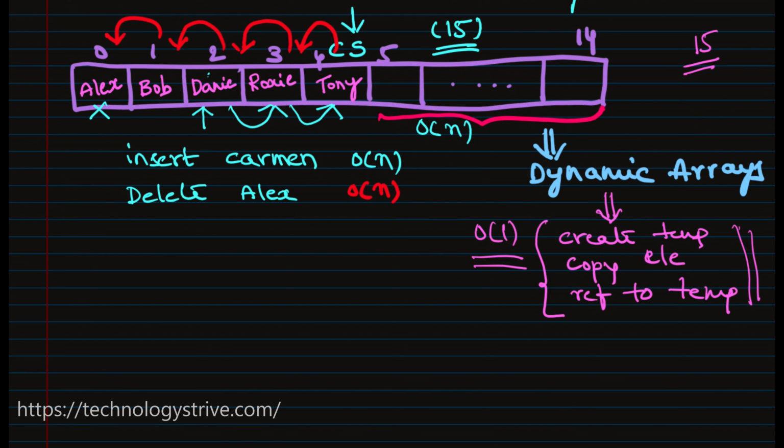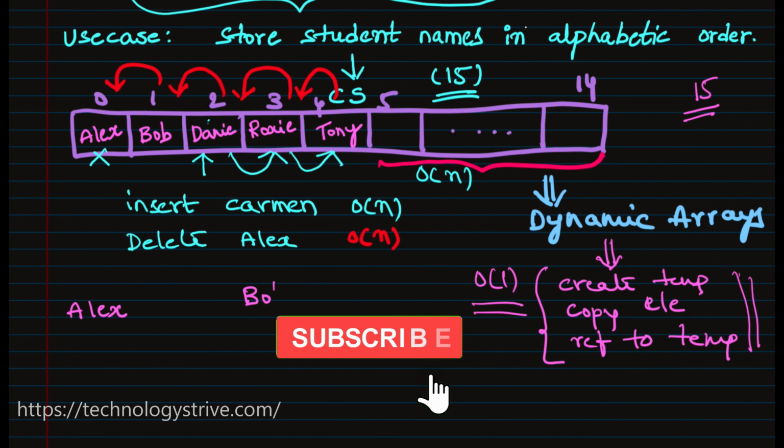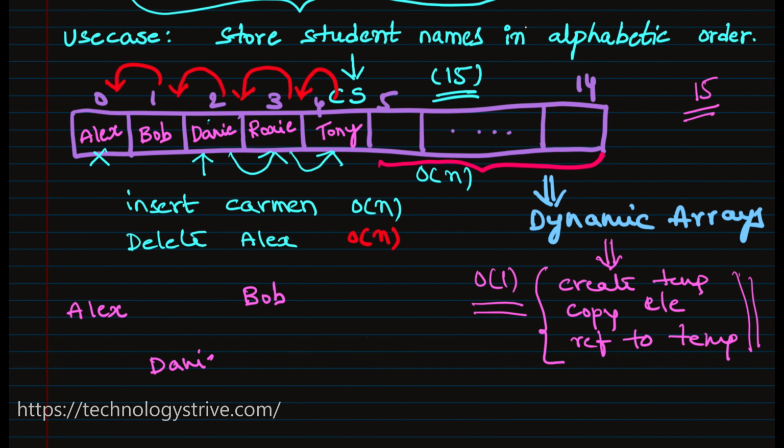So now how will we solve it? Let's see. For example, instead of creating arrays, I'm just creating variables. Whenever a new student has enrolled, I'm just creating a variable. In that case, how will we do it? Just create Alex here, and then a new student named Bob joins. Then create Bob here, and a new student named Danny. So create all the variables separately.